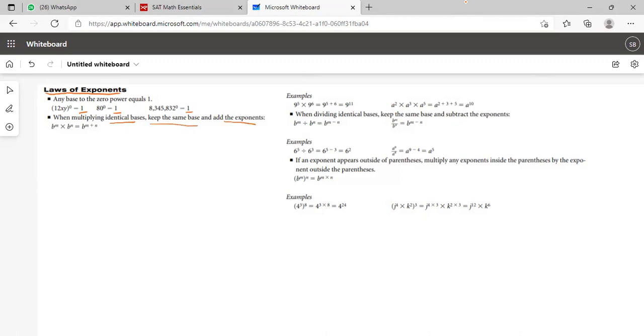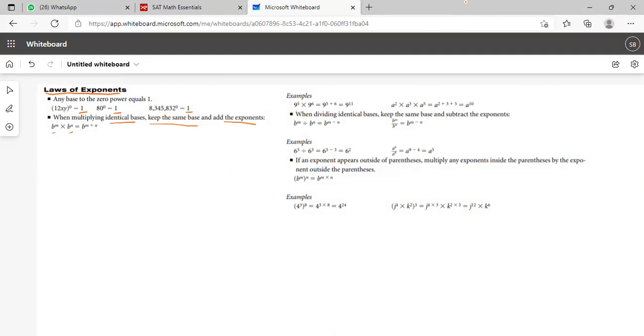When multiplying identical bases, keep the same base and add the exponents. This was the rule which we used in the previous practice question. So we have two numbers, the bases are same, and the powers are being added in this case. So bases are same, b to the m into b to the n. When bases are same, the exponents would be added. So b to the m plus n.